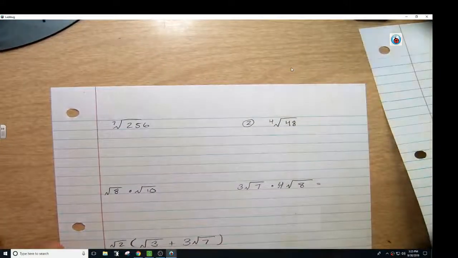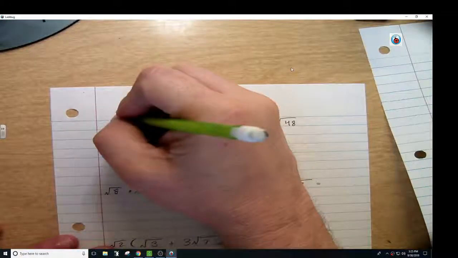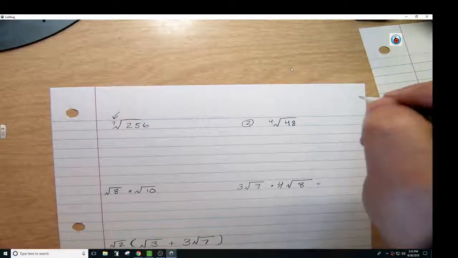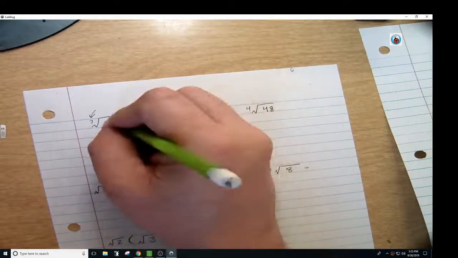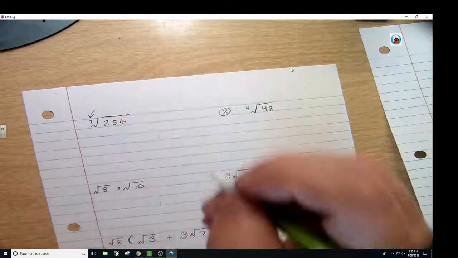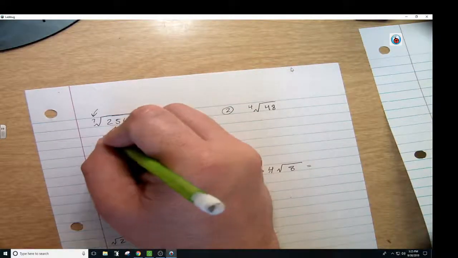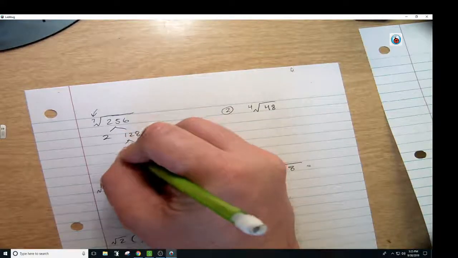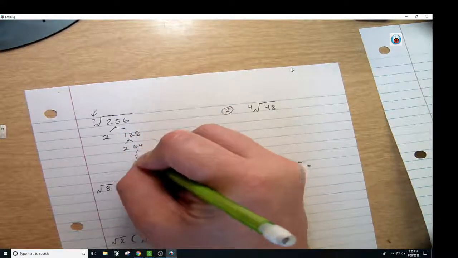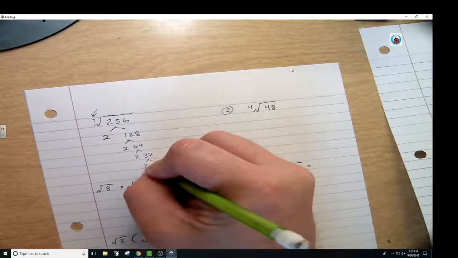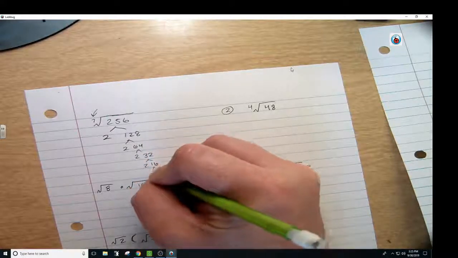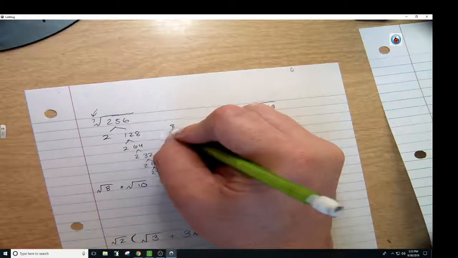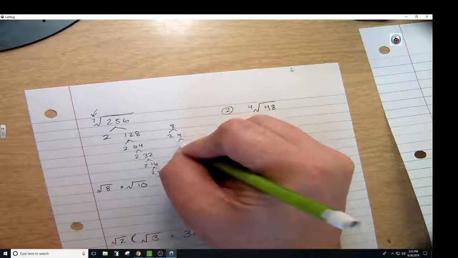All right, now notice that this is not a square root. My index, or my root, is 7. Okay, so now let me show you how that works. This is 256, so it is an even number, so it is divisible by 2. That's 2 and 128, 2 and 64, 2 and 32, 2 and 16, 2 and 8. Now I'm going to bring the 8 up here. 2 and 4, 2 and 2.